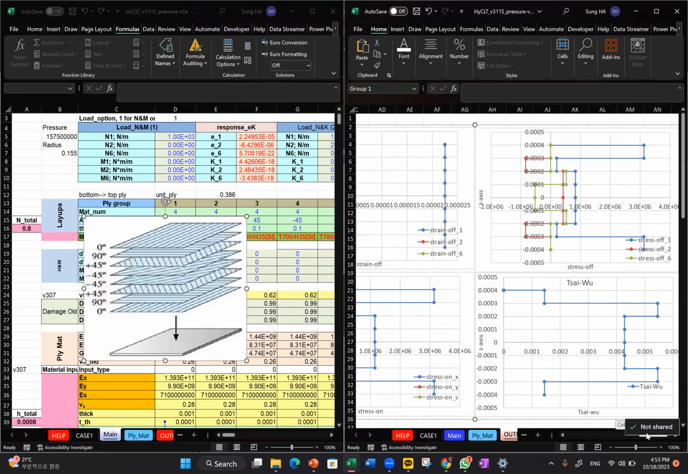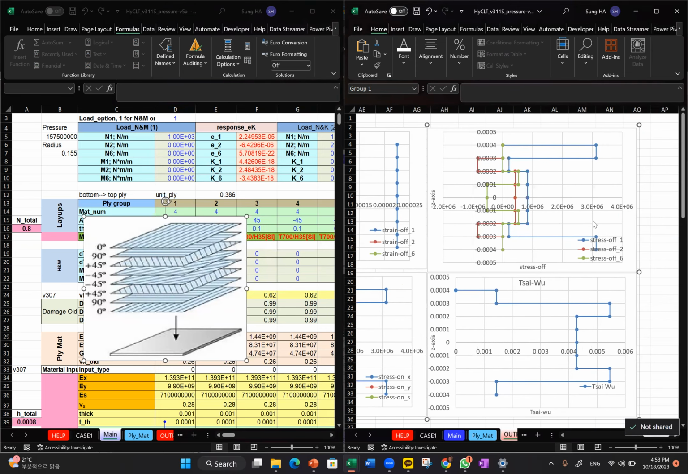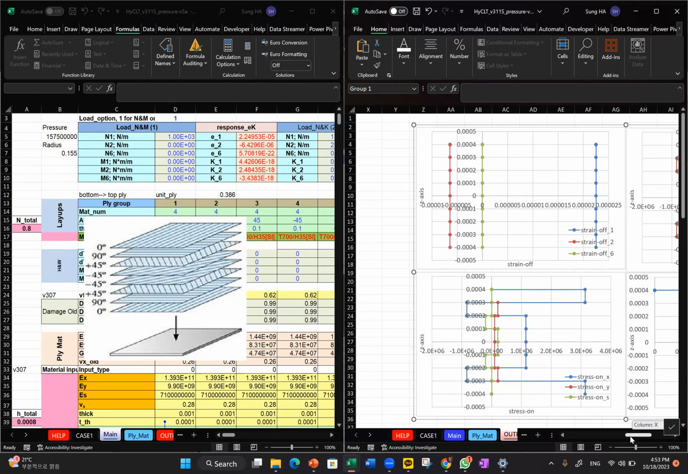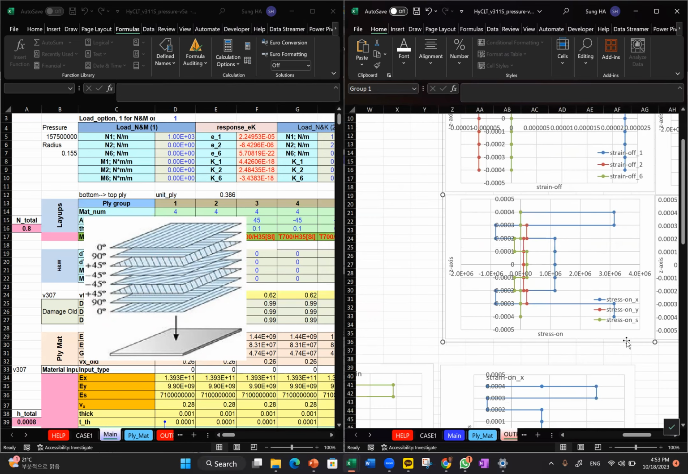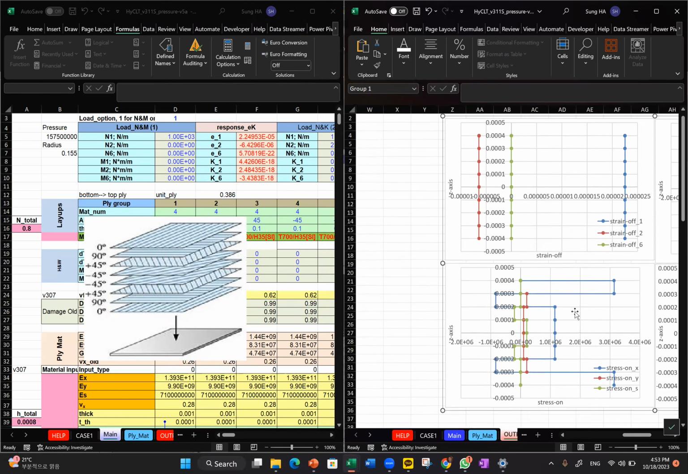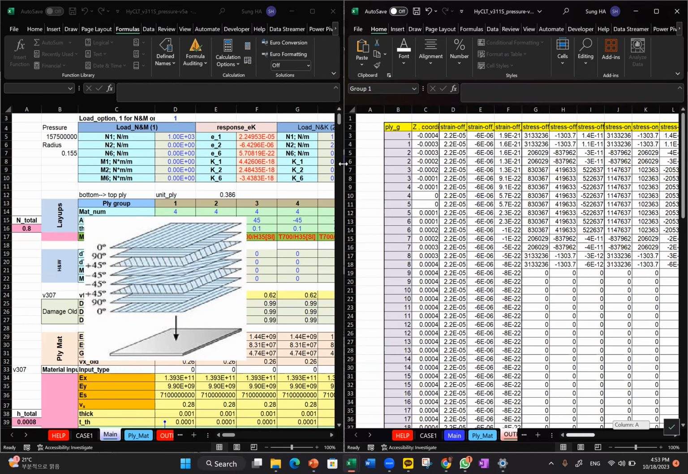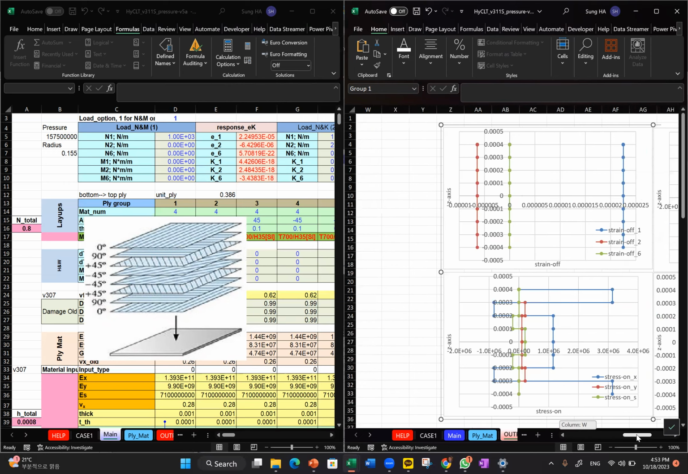But stress is a quite different story, because in each direction we have a different material property because of the different angles. Different angles give us different properties in each direction. That's why the stress, off-axis and even on-axis, is very complicated. Okay, this is the stress and strain. So that is the case.